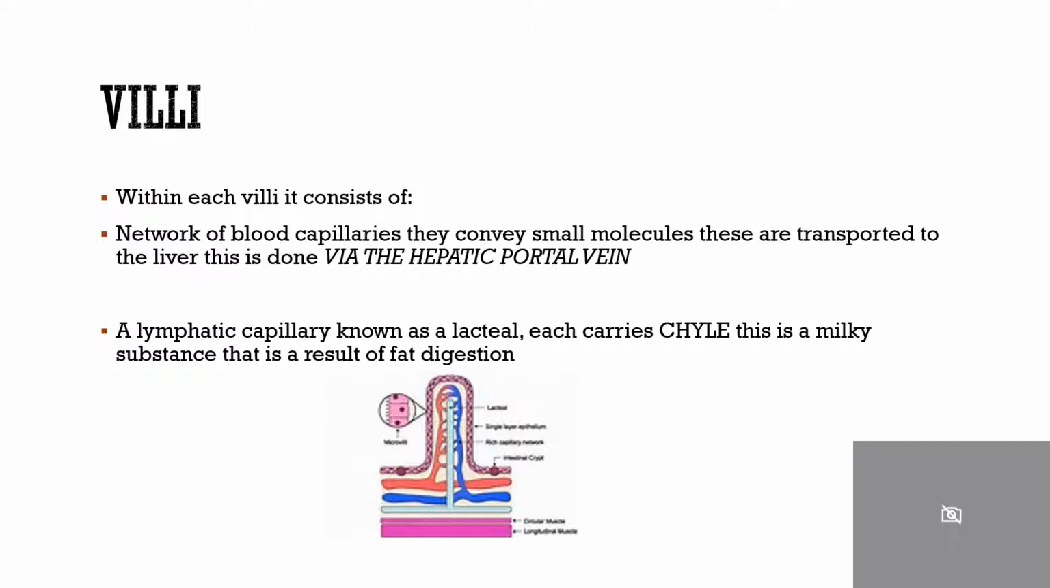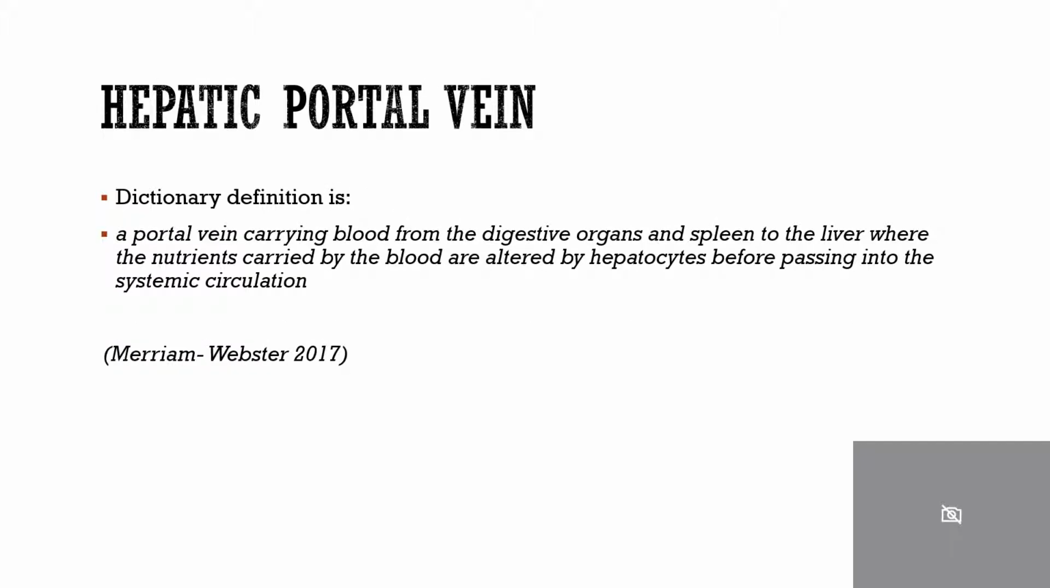The dictionary definition of the hepatic portal vein is that it is a portal vein carrying blood from the digestive organs and spleen to the liver, where the nutrients carried by the blood are altered by hepatocytes, so these are cells of the liver, before passing into the systemic circulation.